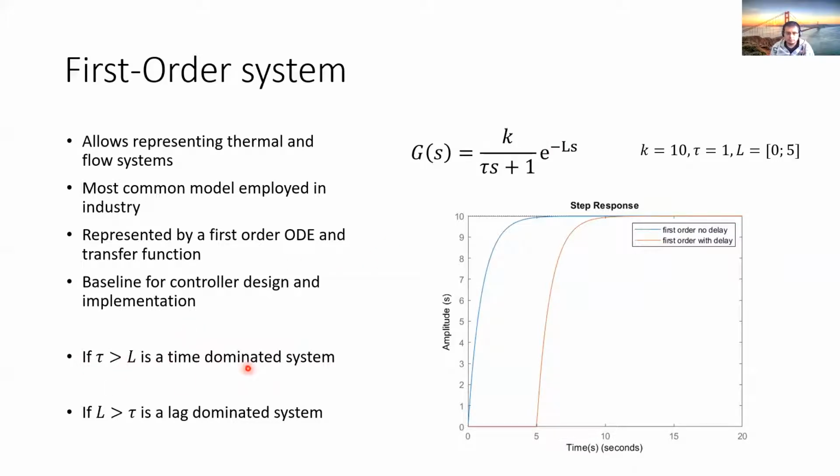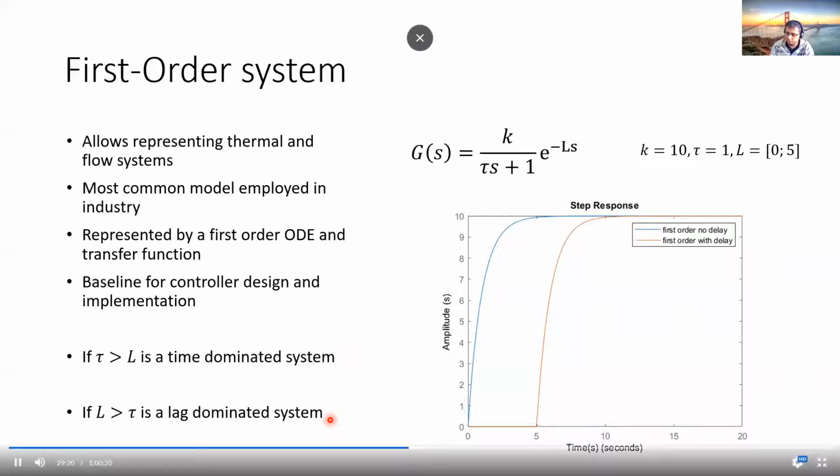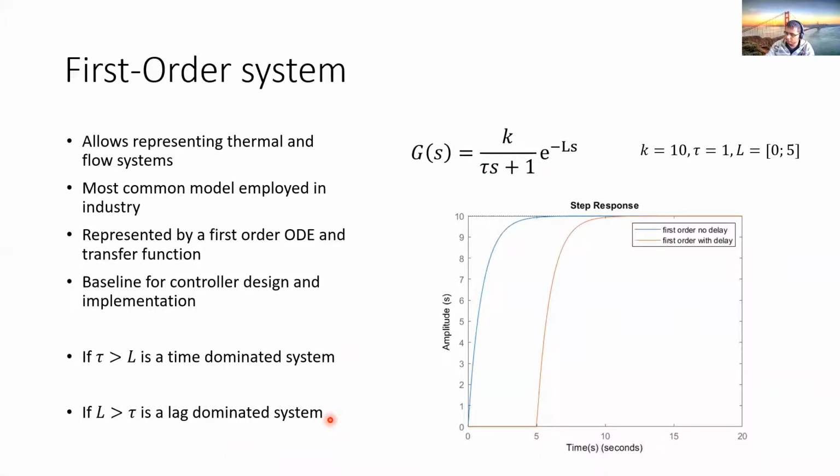We can determine if our system is time dominated or lag dominated. If the time constant tau is greater than the delay, we can say that our system is a time dominated system. If our delay is bigger than our time constant, our system is lag dominated. It means that in this case, the system could be harder to control because we have a lot of delay before our control action is reflected in our system. So take this into consideration every time that you see a first order system: time constant and delay.